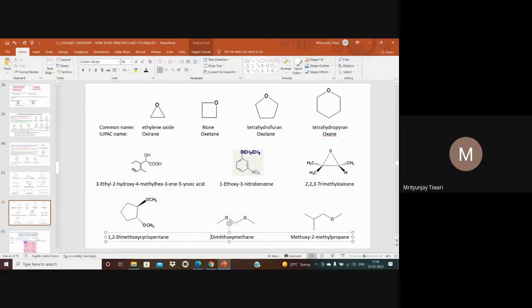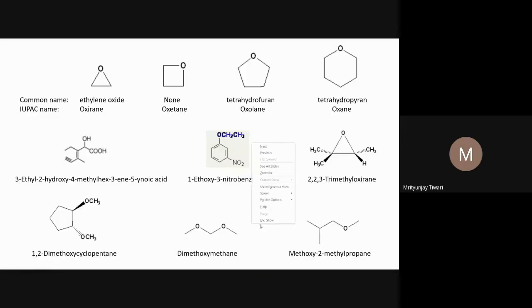So one can call this dimethoxymethane. Dimethoxymethane means there are no position isomers in this case, because methane has only one carbon atom, so there is no different position. So 1, 2 will not be shown. This is dimethoxy, this methoxy and this methoxy, methane.